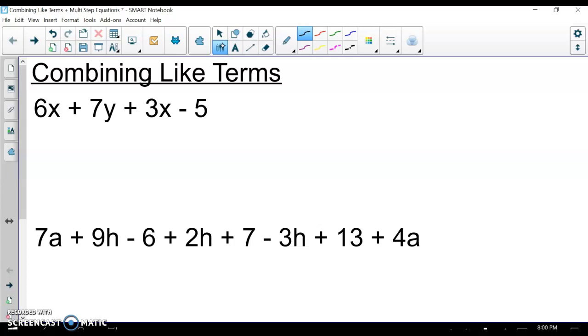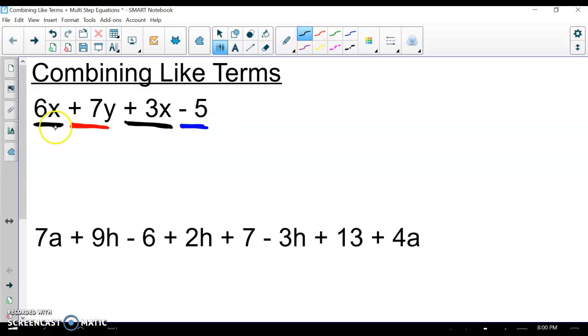Remember, when you are combining like terms, always take the sign that's in front of the number. So here we have 6x, and then we have plus 7y. Well, x and y represent different variables, so we know that's a different term. And then we have plus 3x. Well, x and x have the same variable and the same exponents, so those would be like terms. And then finally we have minus 5. 5 does not have a variable at all, so that's a term on its own.